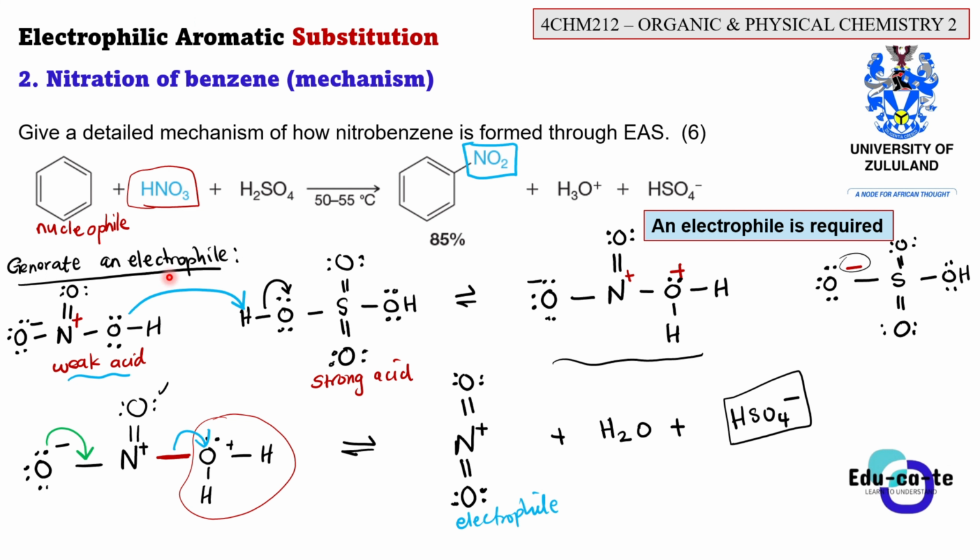Then we need to generate an electrophile. In this case, we needed an NO2 group. So we need to generate an NO2 group from this HNO3. We need to remain with only N and 2 oxygens as our electrophile, alright? But now there's an OH here, and OH is a bad leaving group, so it cannot just leave so that we can remain with NO2 the way we want. So we need to react this with a stronger acid.